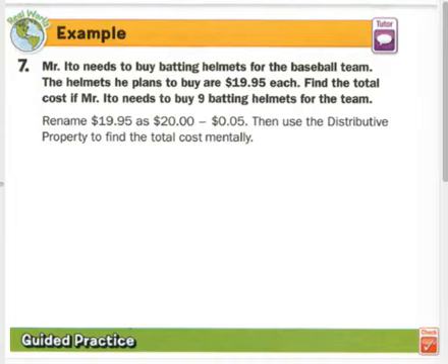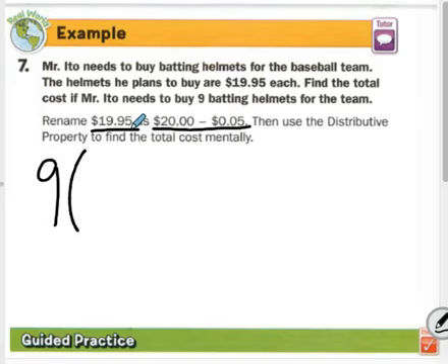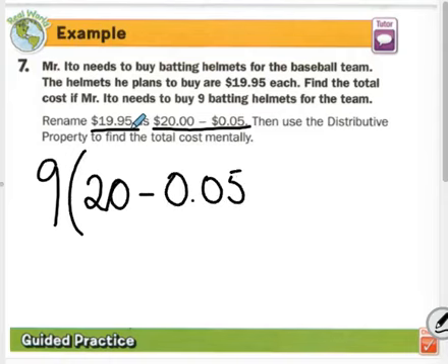So the way we're going to do this to make it easier for us is instead of saying each one costs $19.95, we're going to change $19.95 to $20 minus 5 cents, because that's the same thing. The helmets are the same. $20 minus 5 cents is $19.95. And then we're going to use the distributive property to figure this whole thing out. So we need 9 helmets, right? So we're going to multiply 9 instead of by $19.95, because I can't do 9 times $19.95 in my head. We're going to multiply it by this 20 minus 0.05 or 5 cents. And watch how this actually becomes easier.